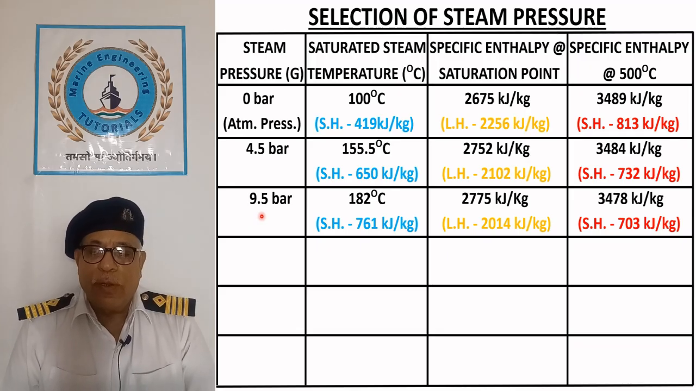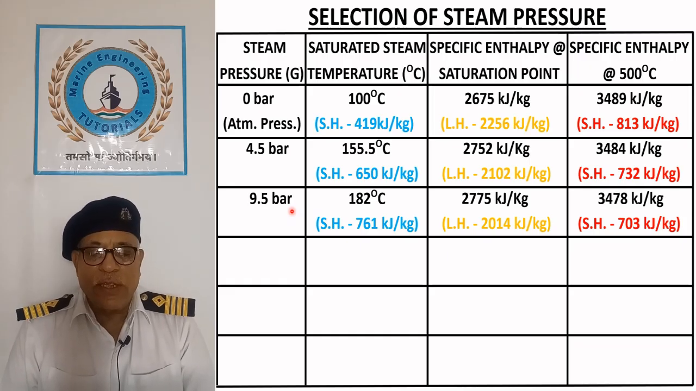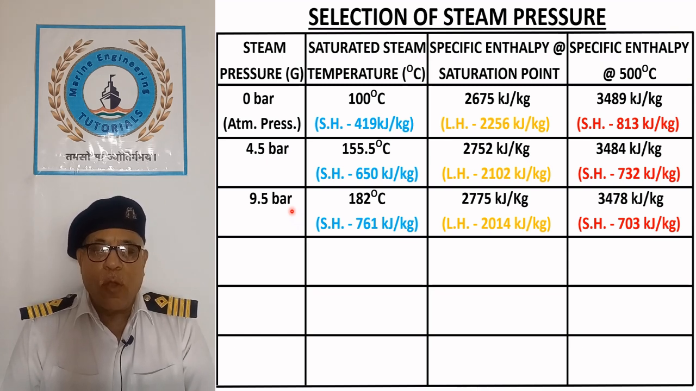A steam pressure of 9.5 bar is maintained for heating cargo oil on conventional oil tankers. It is also used for air ejection from vacuum condensers, operation of stripping pumps, and tank cleaning operations.